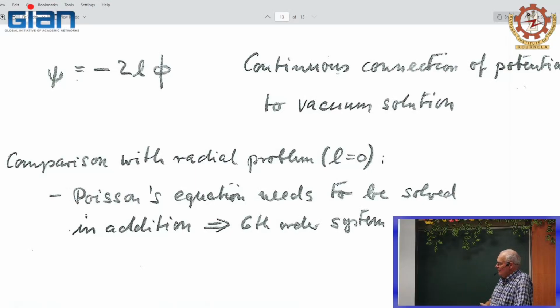Okay, now we have either a 4th order or a 6th order boundary eigenvalue problem, and we would like to solve it. An analytical solution is not possible, so we have to resort to a numerical solution. And the question is now how to solve this 4th order or 6th order differential boundary eigenvalue problem.